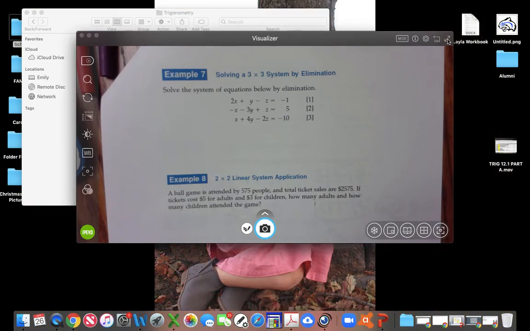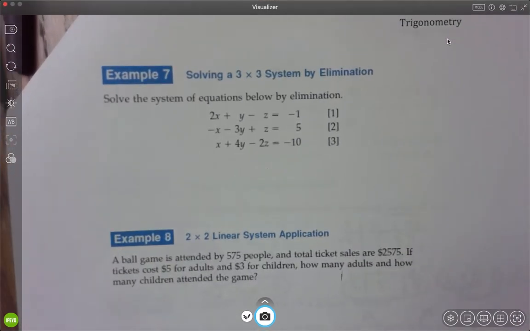Okay, Trig, this is more of section 12.1. We're on example 7 now. This one is a three-dimensional system of equations. So we have an x, a y, and a z. And so it's just going to be a few more steps, but same kind of process where we're eliminating variables.